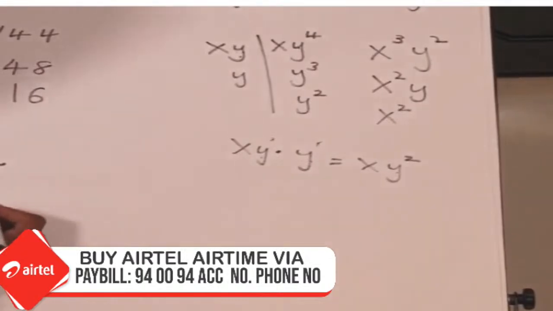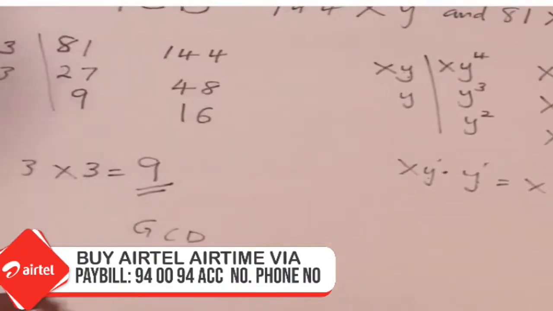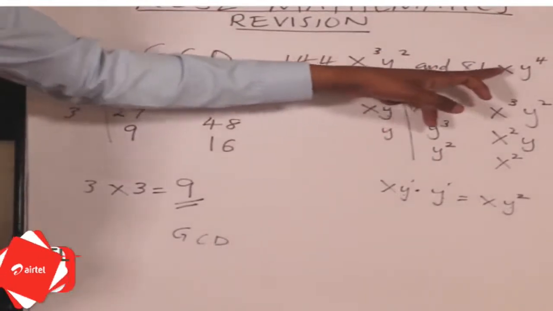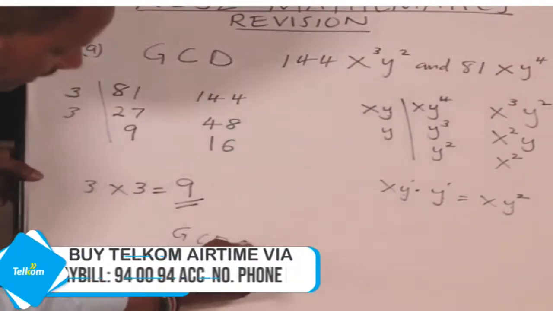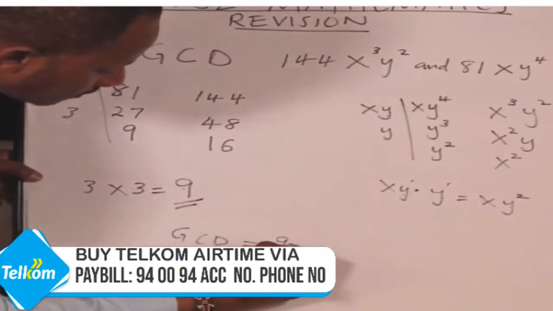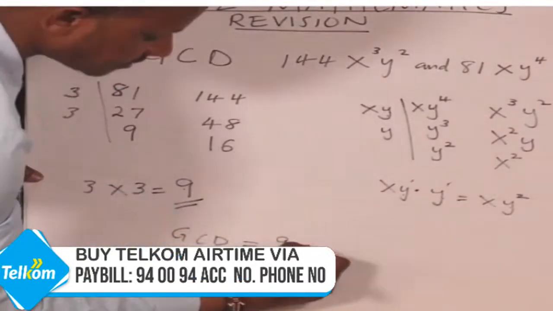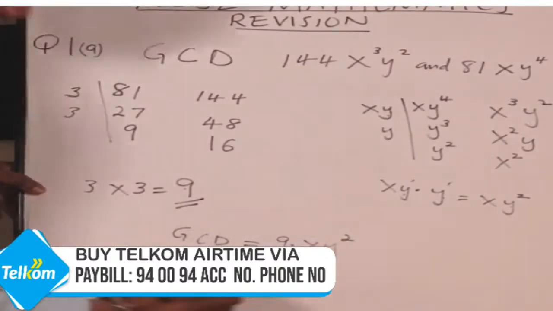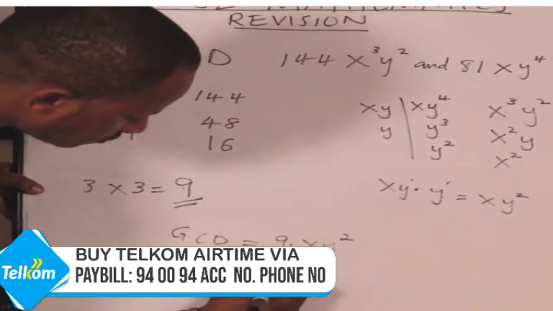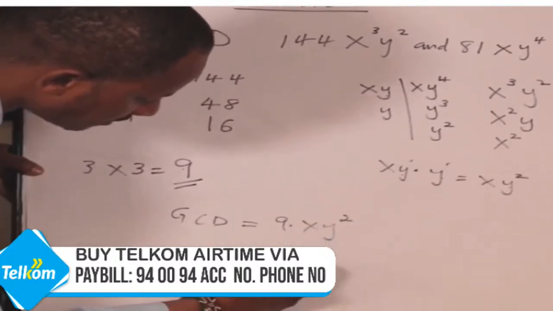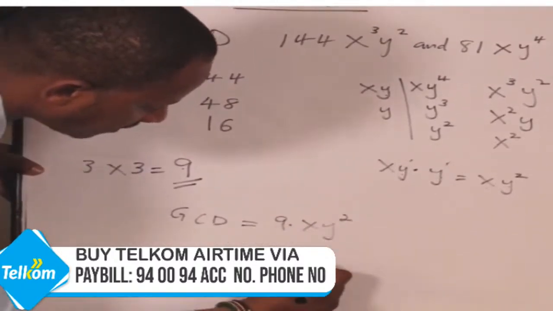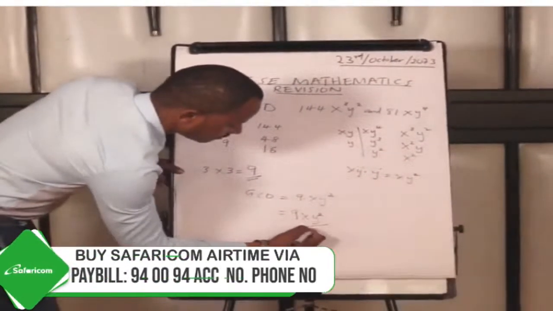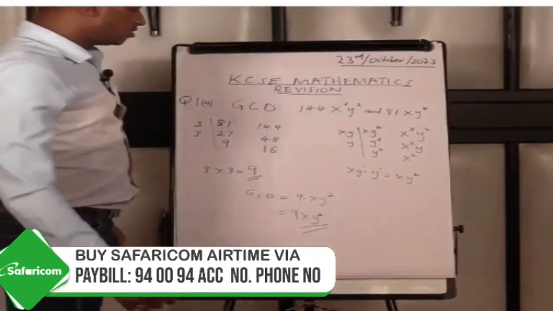So the GCD of 144x cubed y squared and 81xy raised to power 4 is 9xy squared. So that is the GCD.